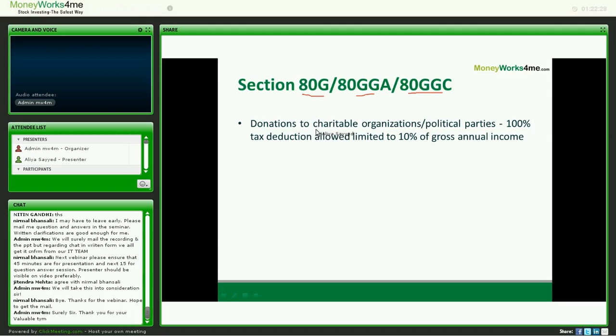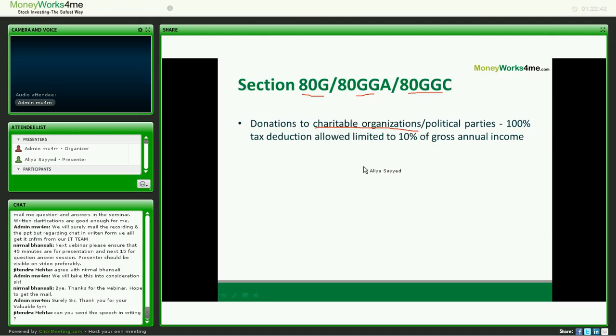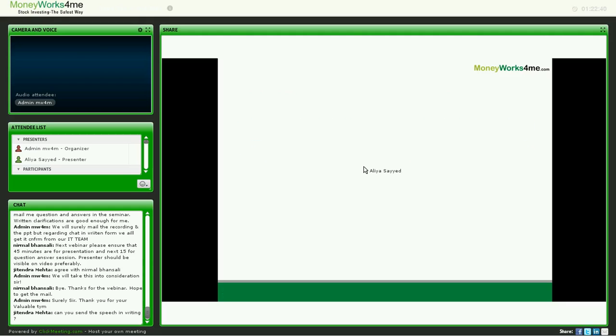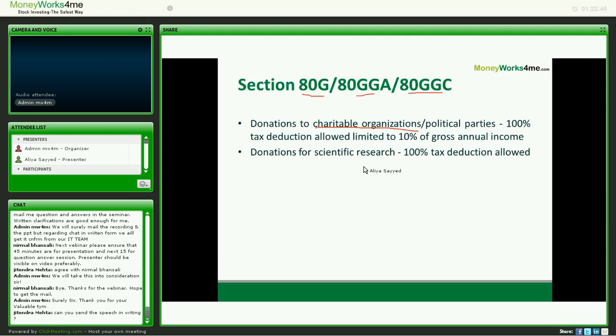Again, for the charitable organizations, the government has specified a list, and only if you donate to those charitable organizations can you claim a deduction. So make sure you are aware of this list before you donate. Political parties, you can donate to any political party, and donations for scientific research to any university or scientific institute are available for 100% tax deduction. So the 100% amount is available for tax deduction. So those of you interested in making donations can take advantage of that in claiming your tax deduction amount. So that was the major sections available for tax deductions.